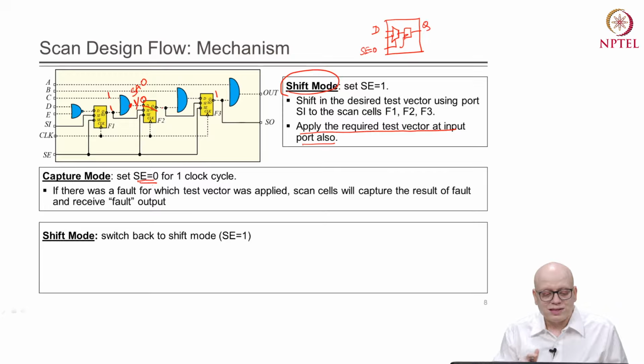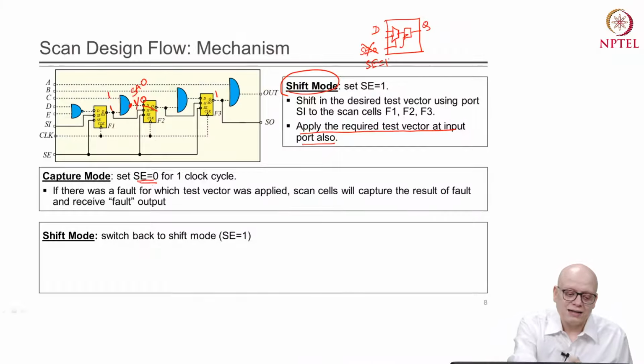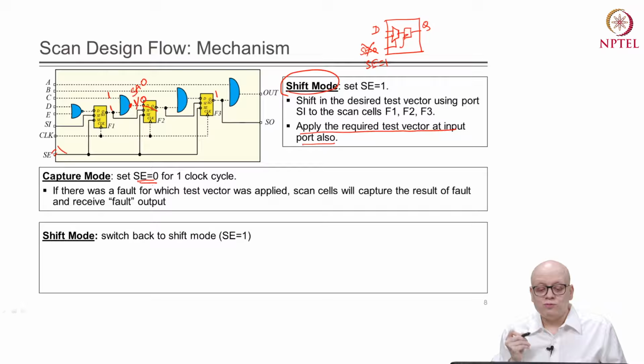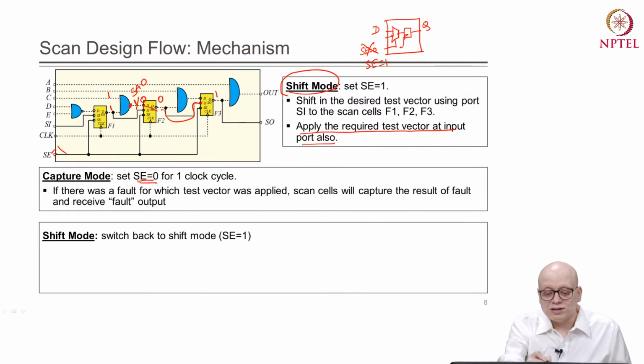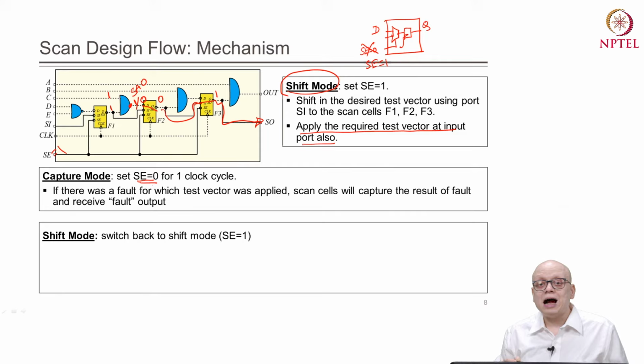And then what we do is that we again go to the shift mode, and switch back to the shift mode and make scan enable equal to 1. Now, once we do that, this 0 goes through the scan cells, through the scan chain, and it will appear at the output port SO in maximum n clock cycles, where n is the length of the scan chain.